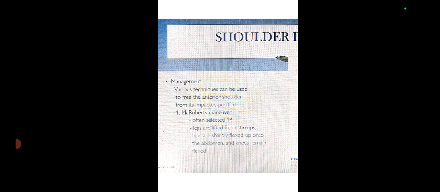While speaking about the shoulder dystocia management, various techniques can be used to free the anterior shoulder from its impacted position. The first one is McRoberts maneuver. It is often selected first. The legs are lifted from the stirrups, hips are sharply flexed upon the abdomen, and knees remain flexed.